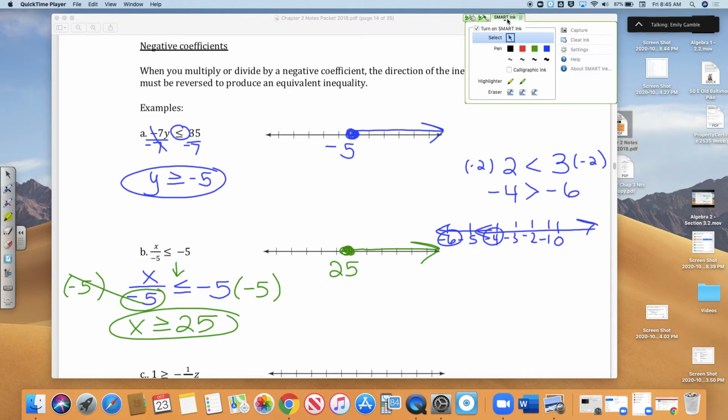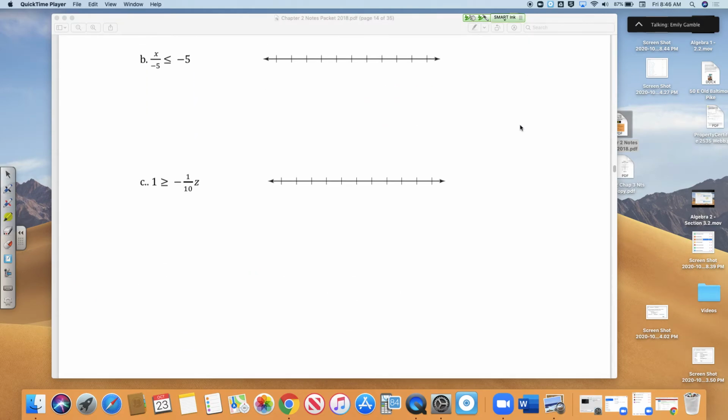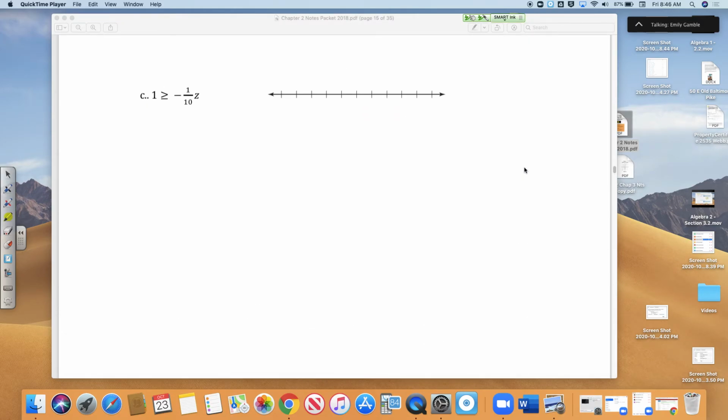Okay, a couple more before we're going to try some on our own. Oh, just one more. All right, letter C. Letter C says 1 is greater than or equal to negative 1/10 z. I'm going to rewrite it.